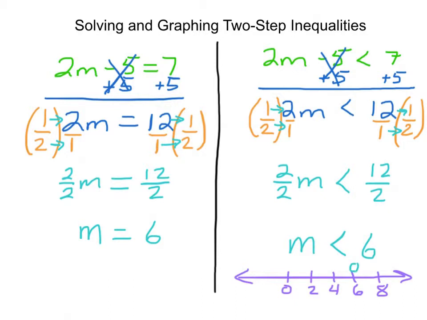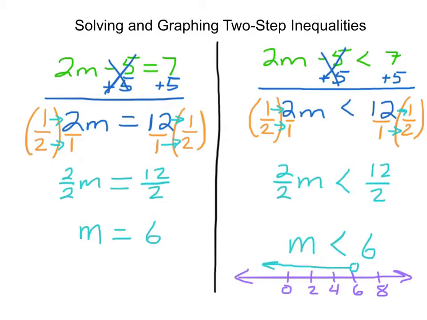We start with an open circle until we decide whether or not 6 can be a value that answers this inequality. So if we put 6 in for m, we would have 6 is less than 6, which does not make sense. It's not equal to, so we don't fill in our circle. We have m is less than 6, which means we are going to draw our arrow to the left, giving a representation that any value that is less than 6 will answer this inequality correctly.